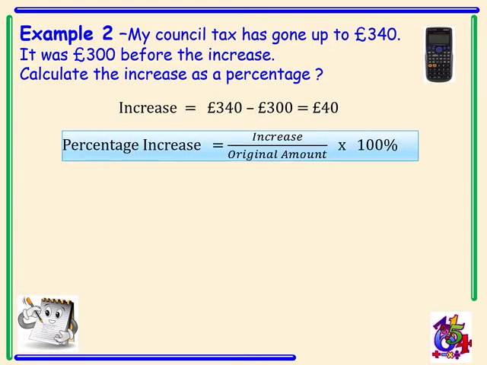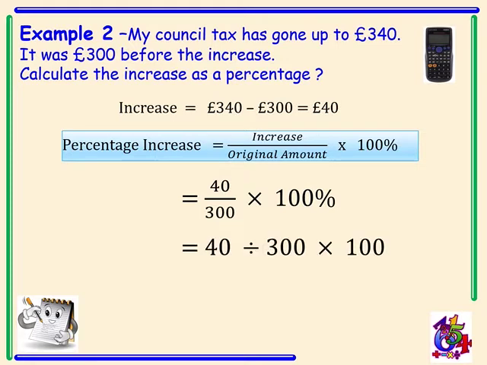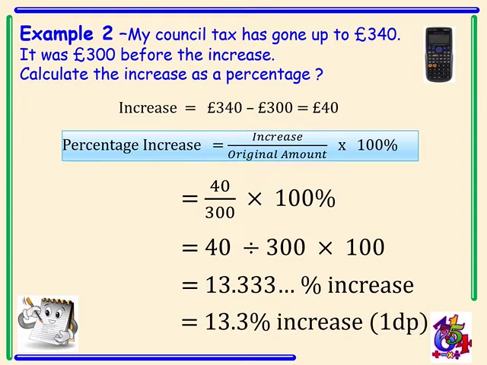Writing out my formula. To get a percentage increase, it is the increase, we divide by the original amount and times by 100. So 40 divided by the starting value of my council tax, which was 300, and times by 100. Putting this into a calculator, you can either use your fraction button or do 40 divided by 300 and then times 100. This is 13.33, which will round to one decimal place, which is 13.3% increase.